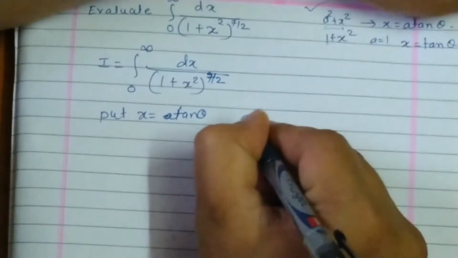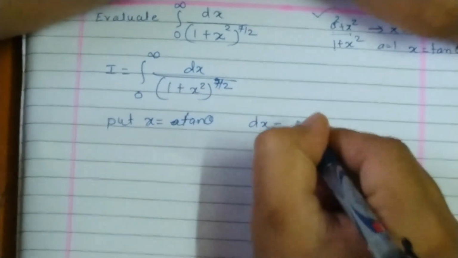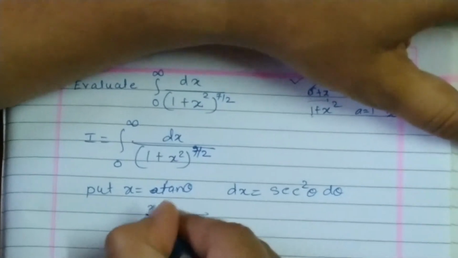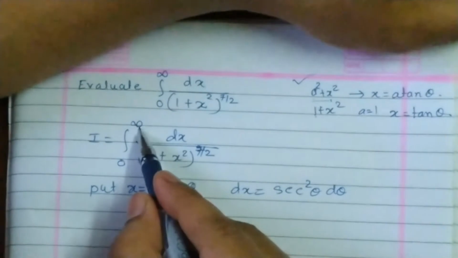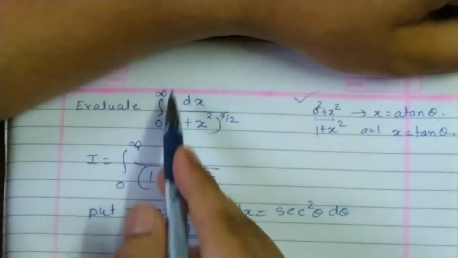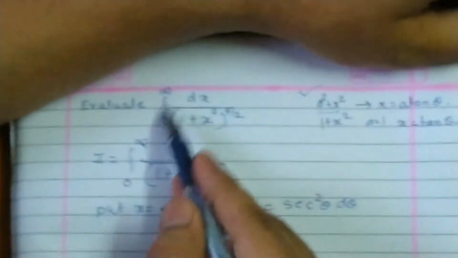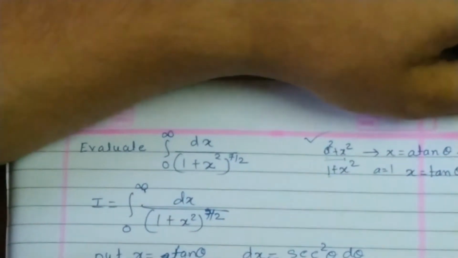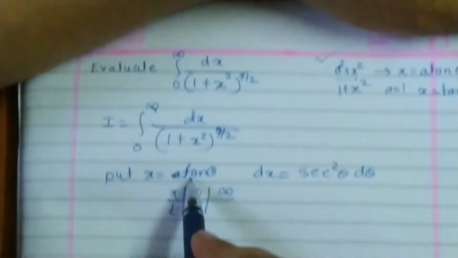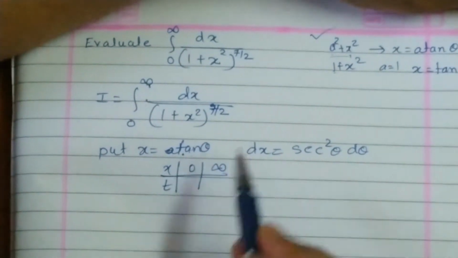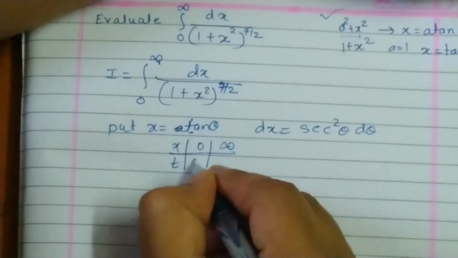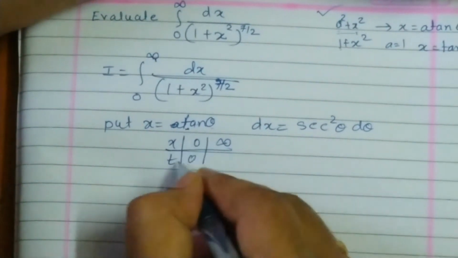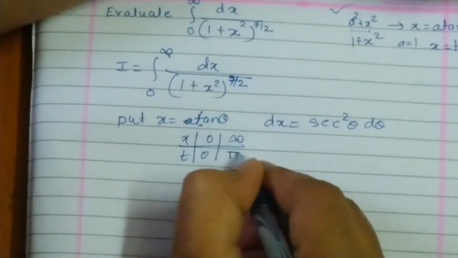As x is equal to tan theta, what is dx? What is the derivative of tan theta? Sec square theta d theta. Now what about the changes in the limits? You might have observed in all previous examples you find a number, but here it is infinity. So this is the first example in the beta function chapter where you observe infinity. Because of my substitution it gets converted to pi by 2, since tan pi by 2 is infinity. So when x is 0, theta is 0, and when x is infinity, theta is pi by 2.